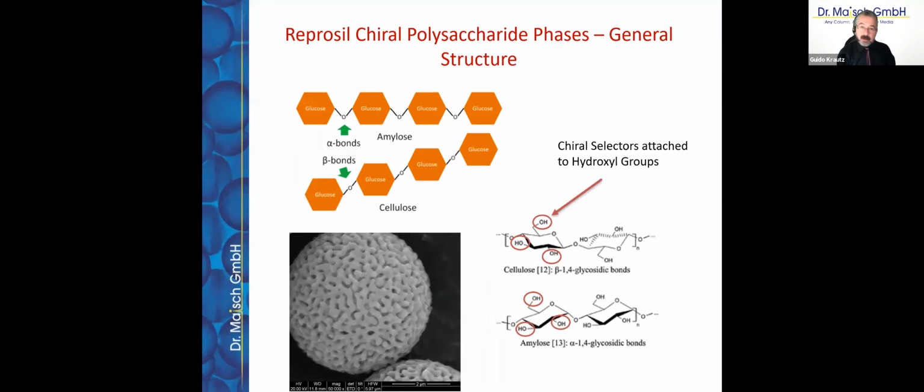So this is here the general structure of polysaccharide phases. So these polysaccharide phases are based on porous silica gel, which you see down here with large pores. And these silica gels are coated with a polysaccharide. In most cases, this is either cellulose or amylose. And these cellulose and amylose polymers have 3 hydroxyl groups on each monomer unit, and these can be used for derivatization. So through these groups, you can attach your chiral selector.